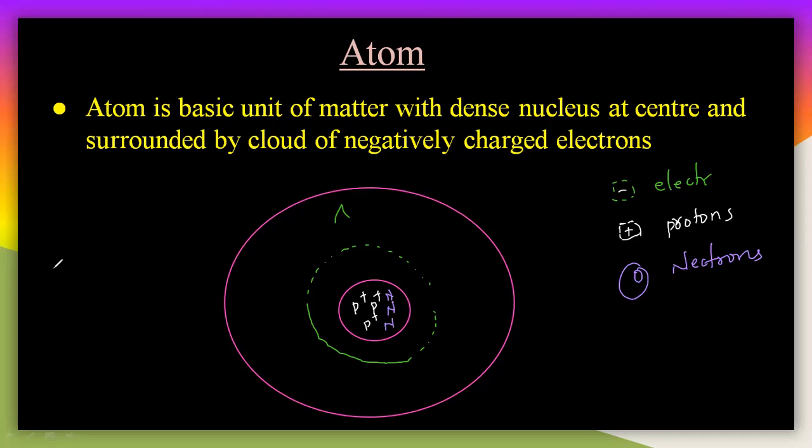So atomic number, which is equal to Z. So what is actually the atomic number? It is nothing but the number of electrons or number of protons, because in every neutral atom, the electrons are equal to protons. So both are actually the same.